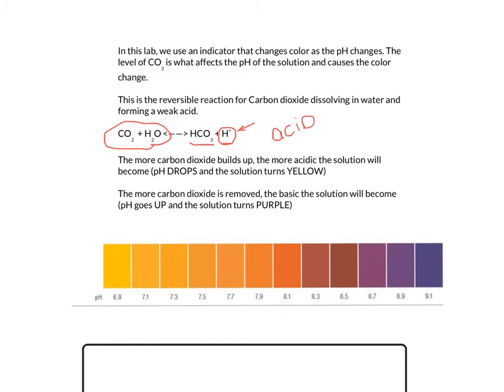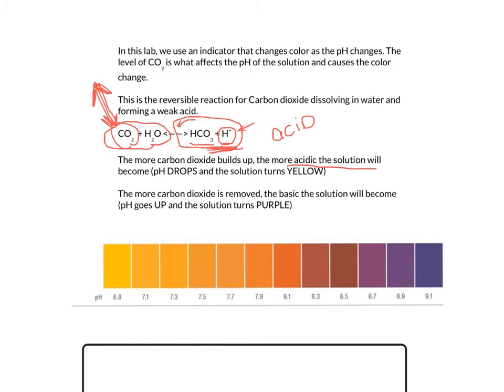Now, notice this is a reversible reaction. The arrows go both ways. So as more and more carbon dioxide bubbles into water, the more acid would form. And if the carbon dioxide was being used or taken out of the water, then this product, the carbonic acid, would disappear. So as carbon dioxide builds up, we would form an acid. The more carbon dioxide, the more acidic the solution, and we were using an indicator.